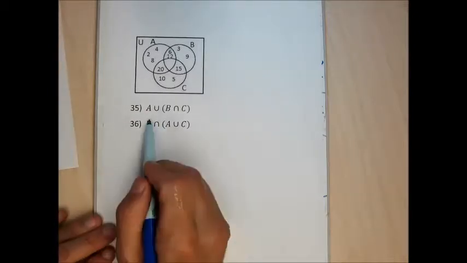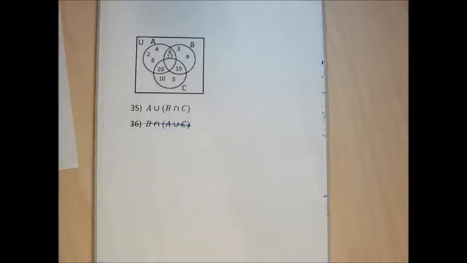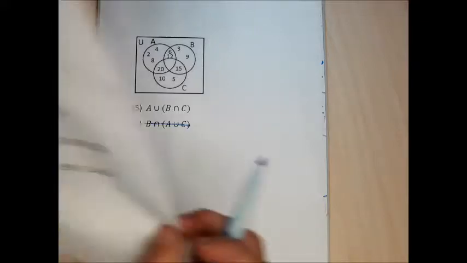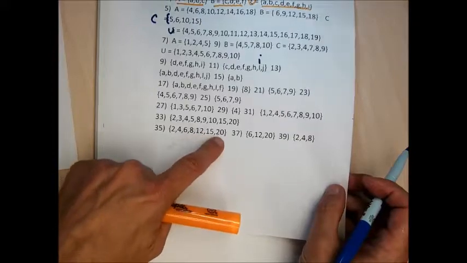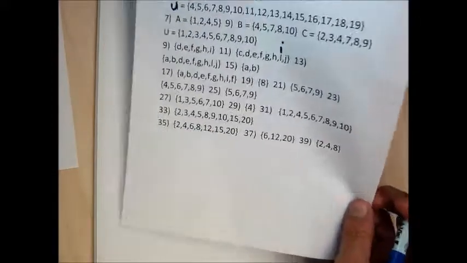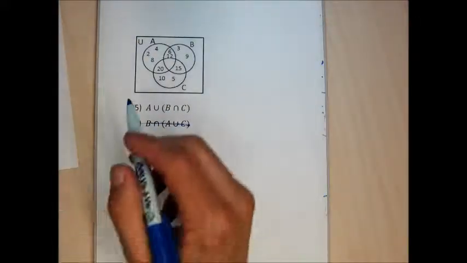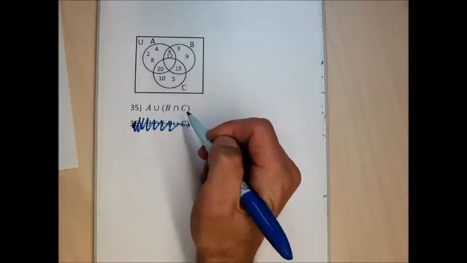Let me do 35. Why don't you try to do 35? See if you can get the answer: 2, 4, 6, 8, 12, 15, and 20. If you can get the answer, don't watch me do your 35. If you can't get the answer, watch me do it.